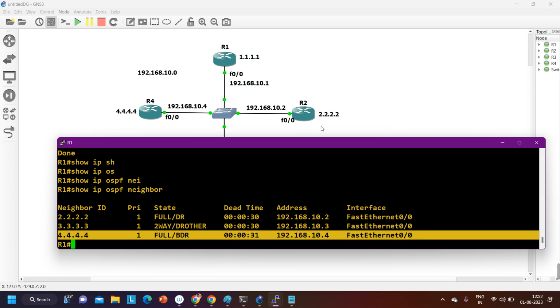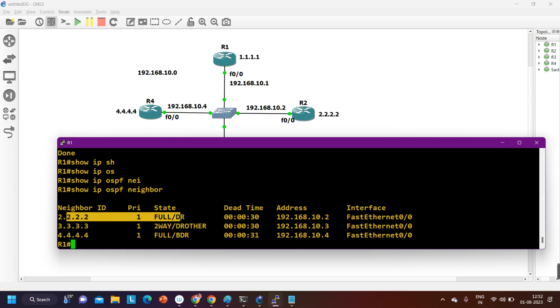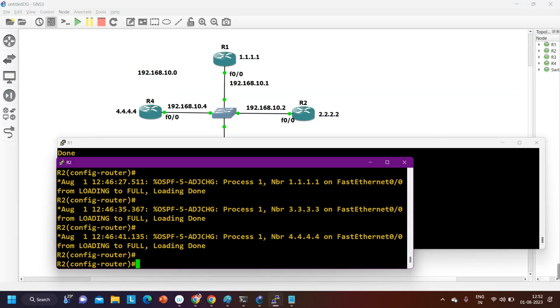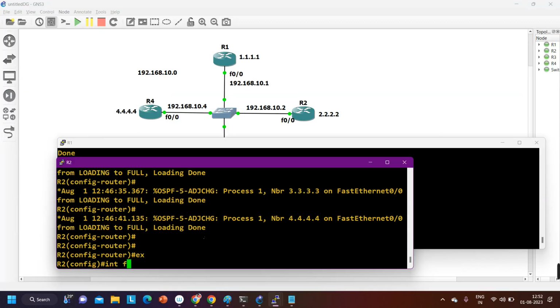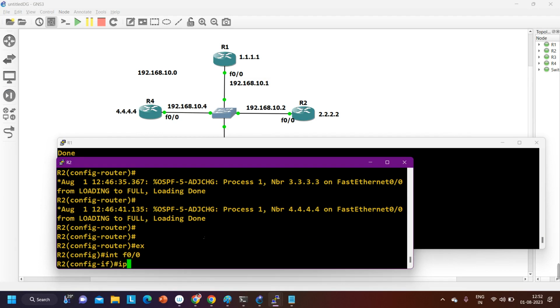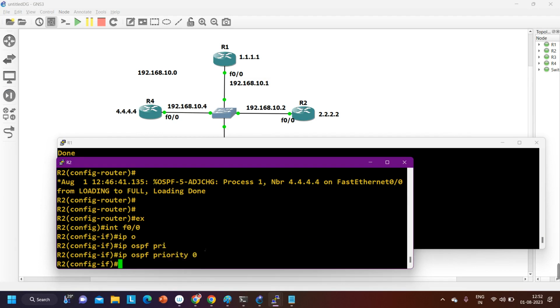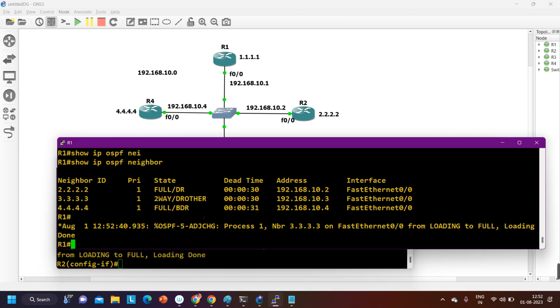And again, if I run priority 0 on router number 2, then what will happen? Router 2 will not become DR. So router 4 will become DR and router 3 will become BDR. Let me show you that also. On router number 2, I am going to go to interface F0/0 and say IP OSPF priority 0. Here also I have set priority 0.